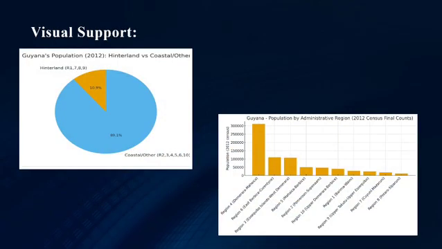So now we have our visual support image. So we have Guyana's population 2025, hinterland versus coastal, and then we have other. So hinterland percentage, and then we have Guyana's population by administrative region, 2012 census.